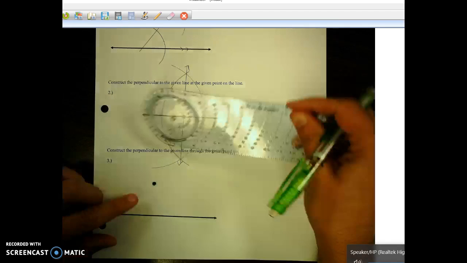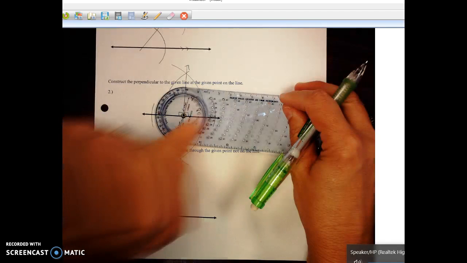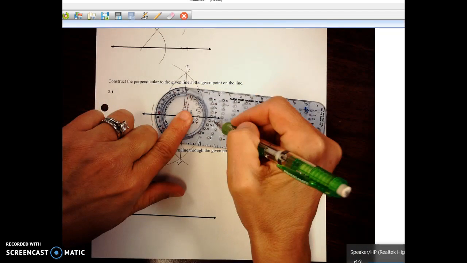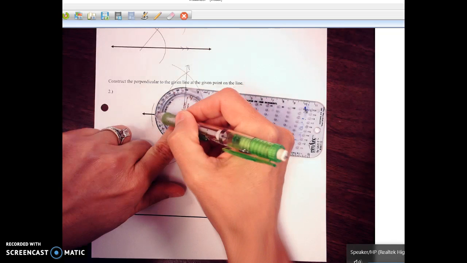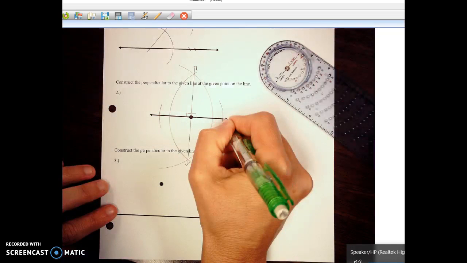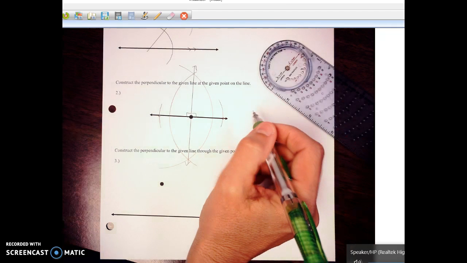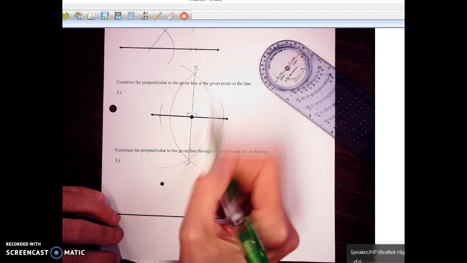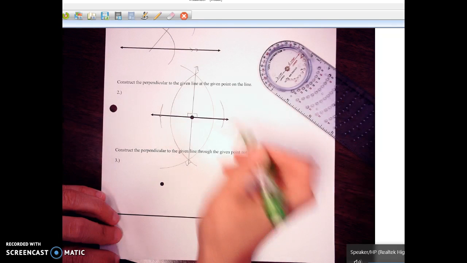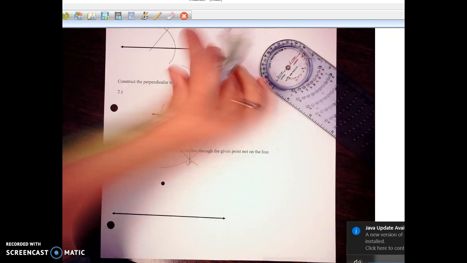If you need it again, I put my pivot point here, I marked 30 on the left, 30 on the right, and then these became my new pivot points. And again, you can pick any radius opening you want as long as it's greater than 1/2. So I did a 50 from here, 50 from there, and there's your 3 points.